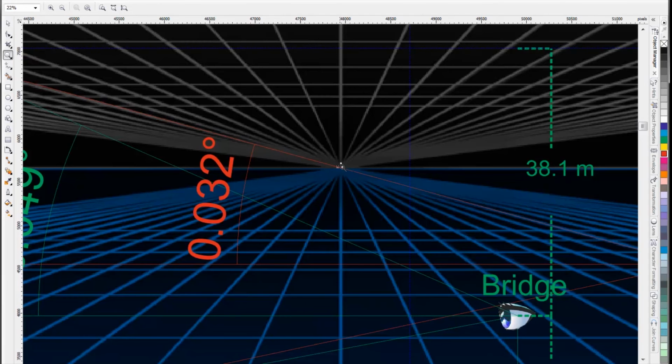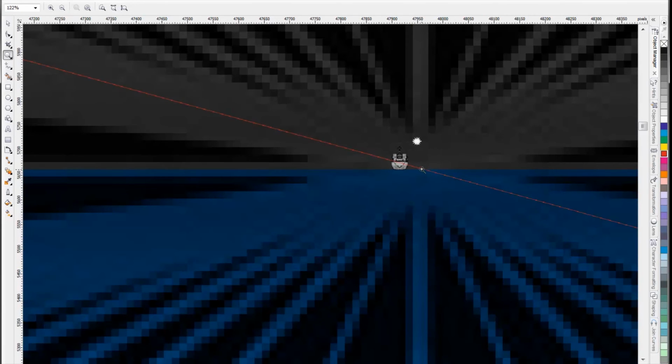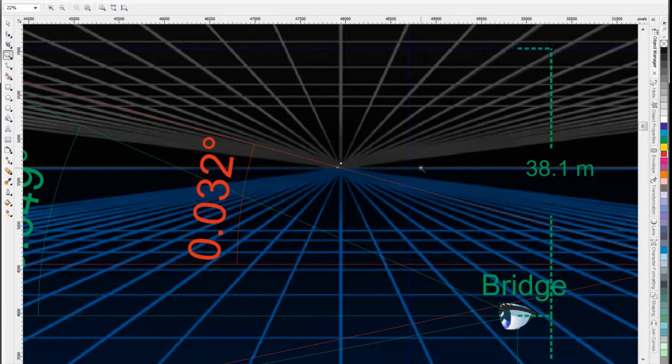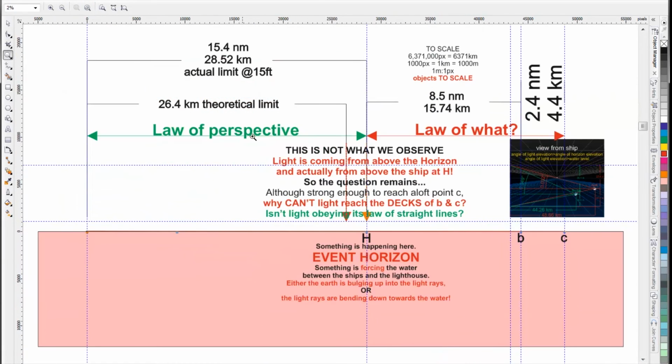Something is forcing the water to either be raised up and touching the light, or something is causing the light to bend down and touch the surface of the water. There's no two ways about this. We cannot escape this. So light is coming from above the horizon and actually from above the ship at H. So the question remains, although strong enough to reach aloft point C, why can't the light reach the decks of B and C?